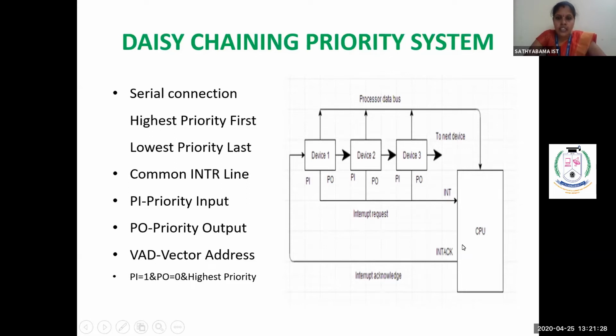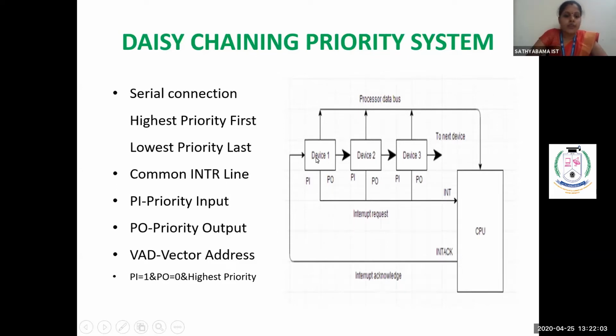I think you have studied inter-processor arbitration, which is a similar thing, but its concept is different and the diagram is different. So don't get confused while writing the answers for inter-processor arbitration and the priority system. There you have the bus connection, but in daisy chaining priority, the hardware priority system, it's totally different. From the CPU you will have the interrupt acknowledge line, then the interrupt request line, then this one is the VAD line.